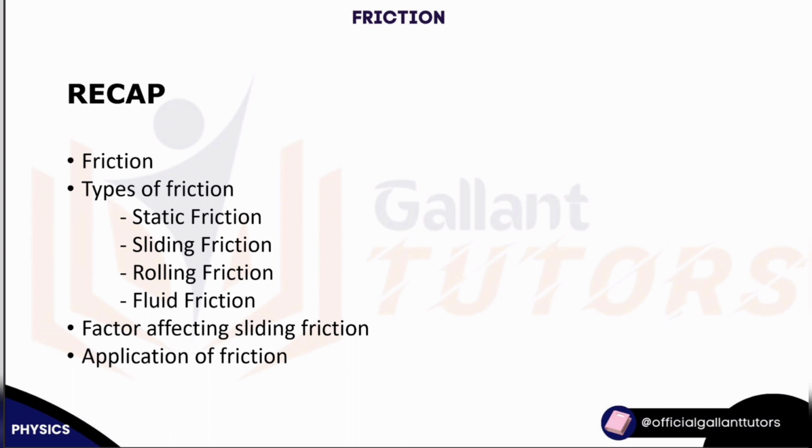I also told you that there are 4 basic types of friction, though I categorize my own into 2. You don't have to follow my categorization. Just stick with this: the static friction, the sliding friction, rolling friction, and fluid friction. We talked about factors affecting sliding friction, which are basically 2: normal reaction and the material in question. Application of friction helps in writing, locomotion, movement, and so on.